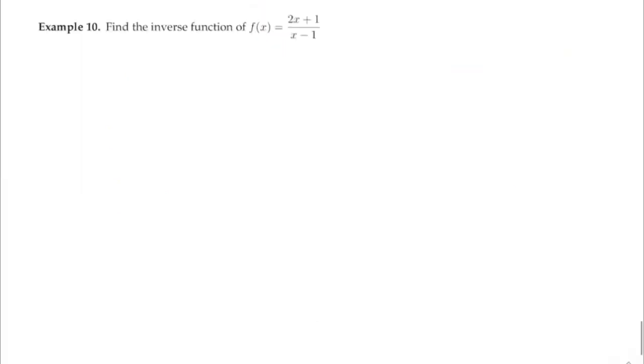So now let's take a look at example 10. So again, in this example, we're looking for the inverse function of the rational function 2x plus 1 over x minus 1. And again, I want to remind you of the procedures that we need to follow in order to obtain the inverse function of this original function.